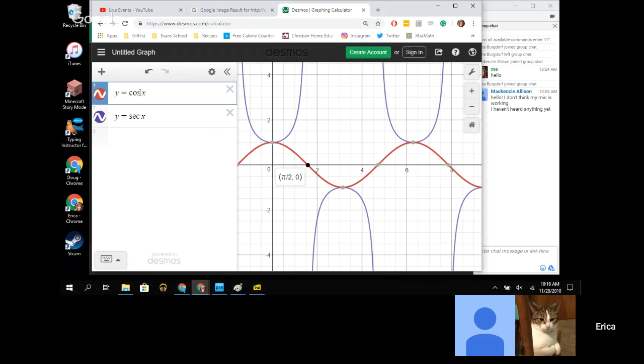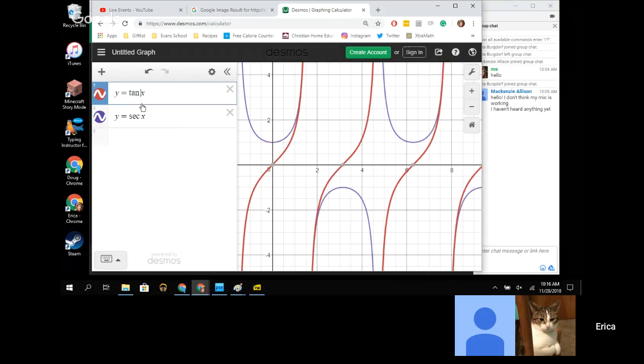Okay, and then the last one I want to show you is our tangent curve. Remember, our tangent curve looks kind of crazy. And then our cotangent curves are cot.